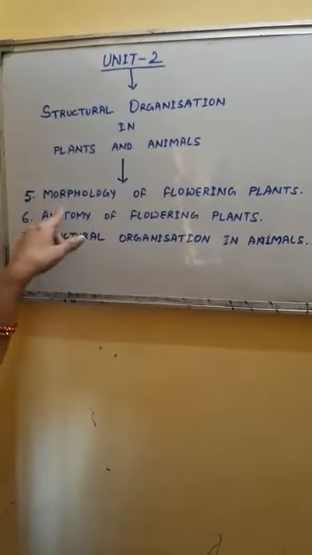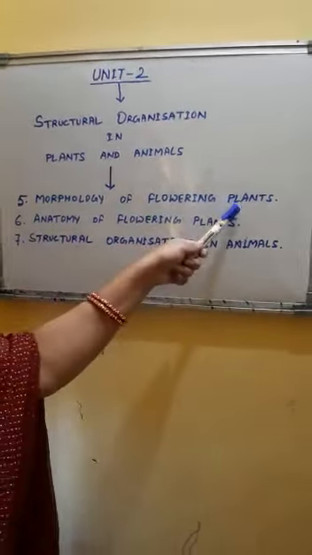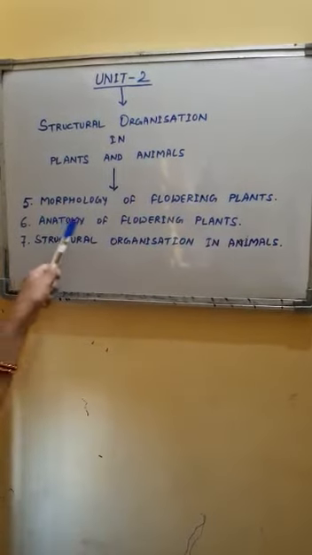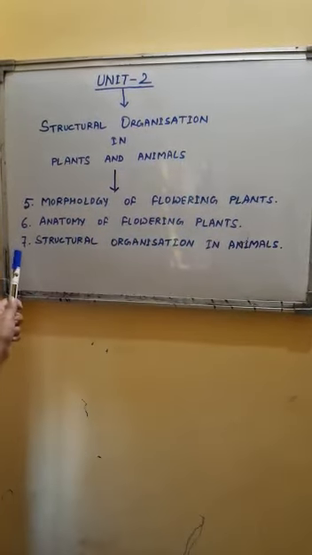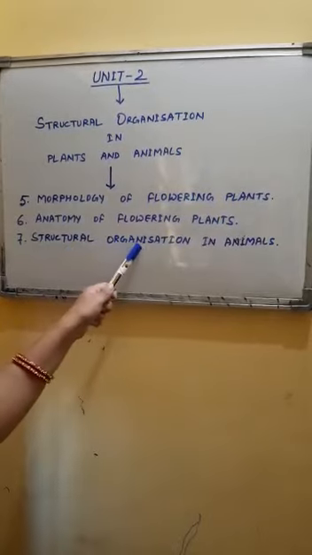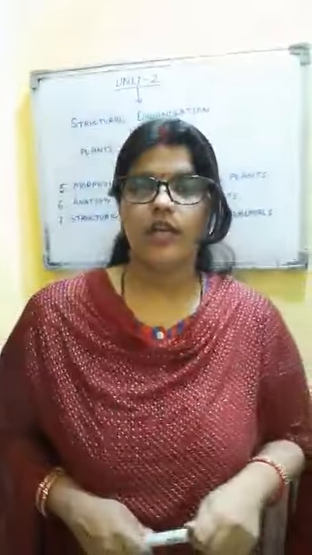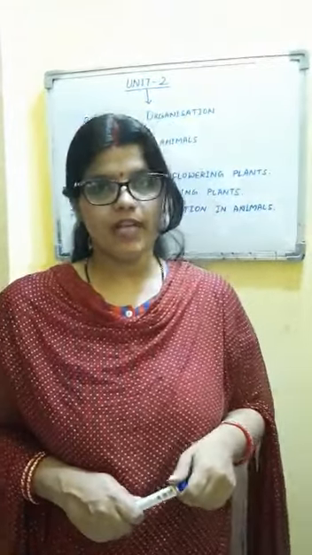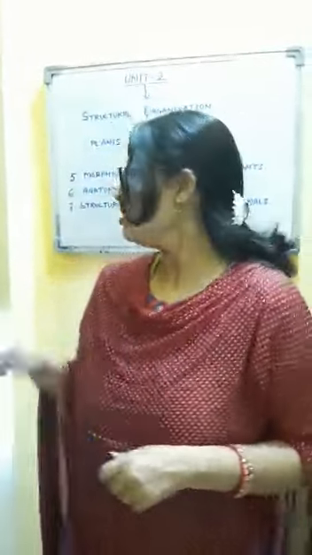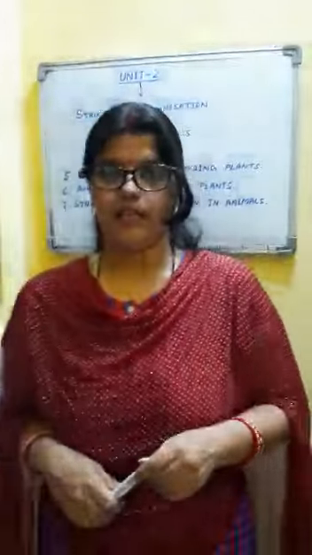Chapter 5, Morphology of Flowering Plants. Chapter 6, Anatomy of Flowering Plants. And Chapter 7, Structural Organization in Animals. So, today we are going to start Chapter 5 of the NCERT book, that is Morphology of Flowering Plants.